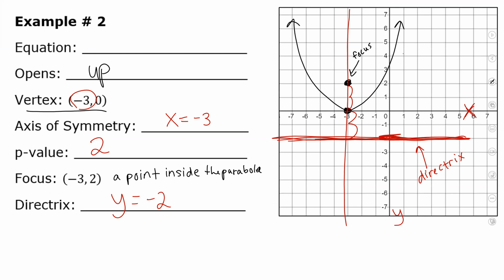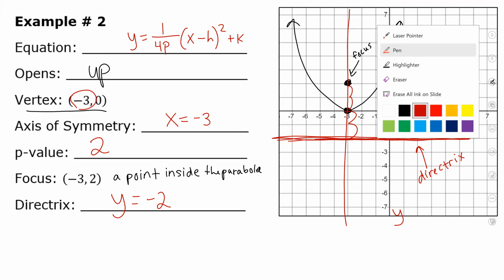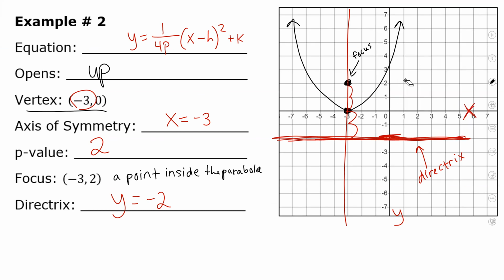So it'll be y equals 1/4p times x minus h squared plus k. Okay, so guys, what did we say our p value was? 2. So I'm going to erase this p and I'm going to put a 2 there.